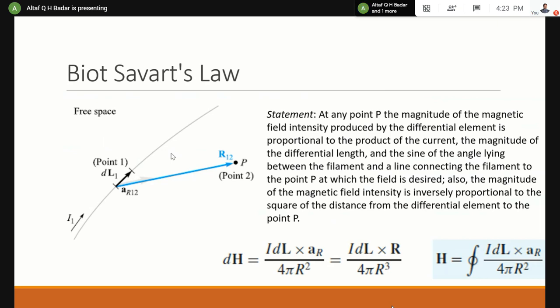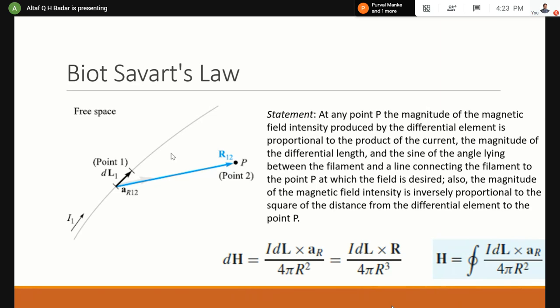So Biot-Savart law, the best part is if it is a theoretical question, the formula itself plays the statement also. And the problems are also quite easy. I shouldn't say so, but as compared to other topics, the problems in Biot-Savart law are fundamentally easy. Anyways, at any point P, the statement says, at any point P, the magnitude of the magnetic field intensity, that is H, produced. This is a bigger point actually.